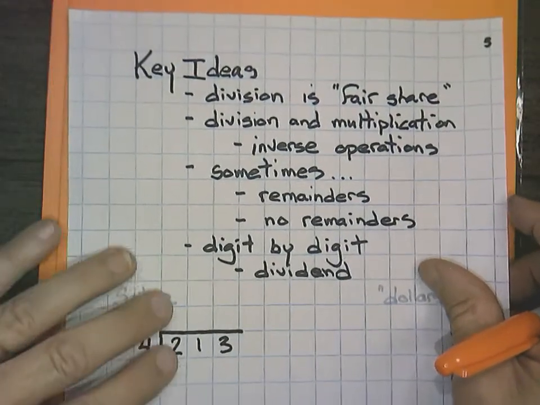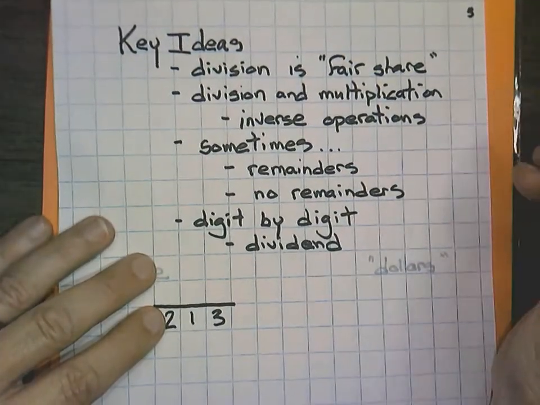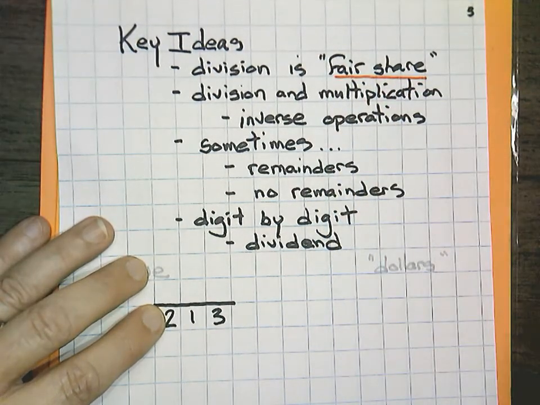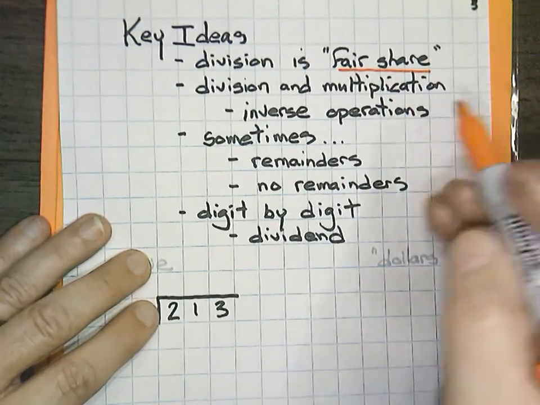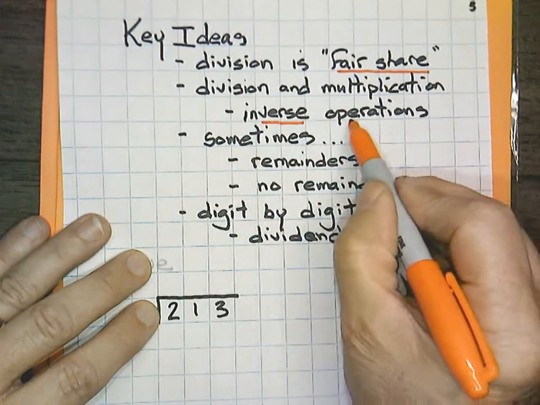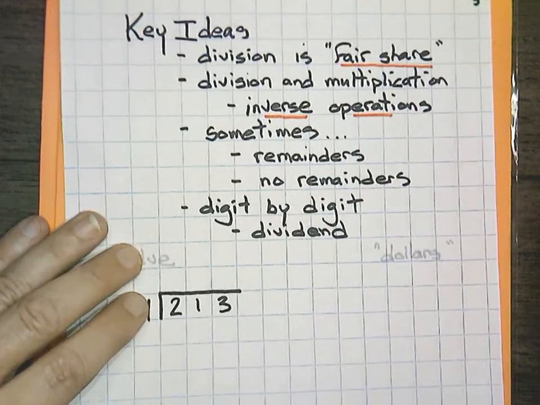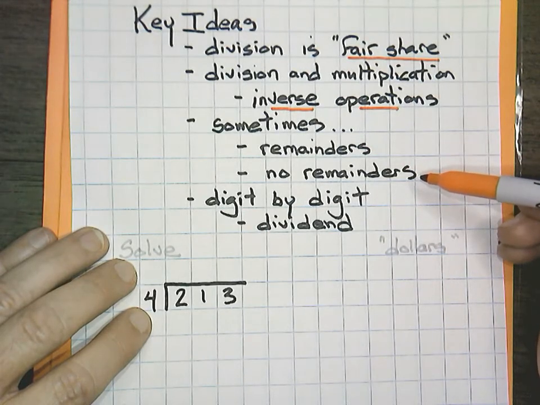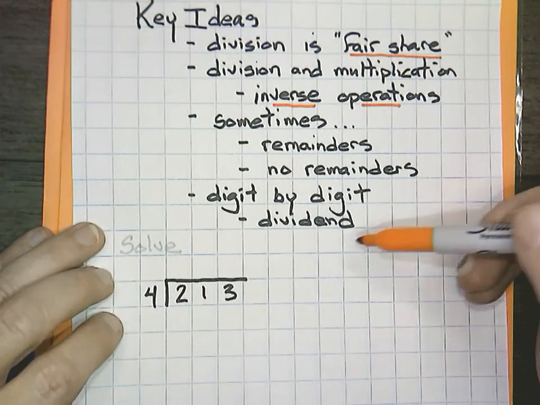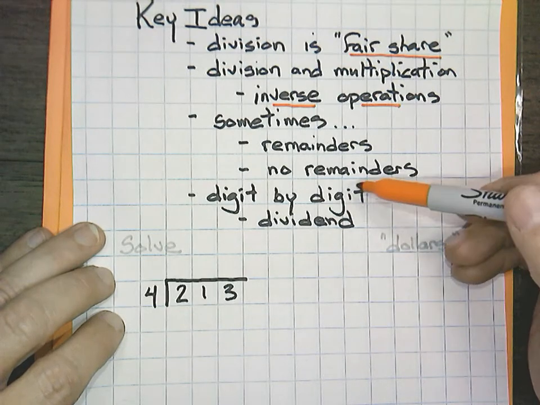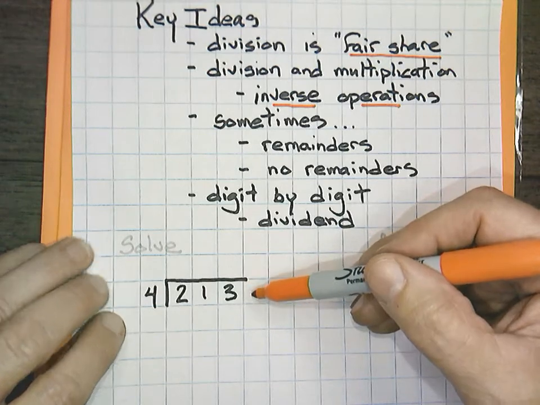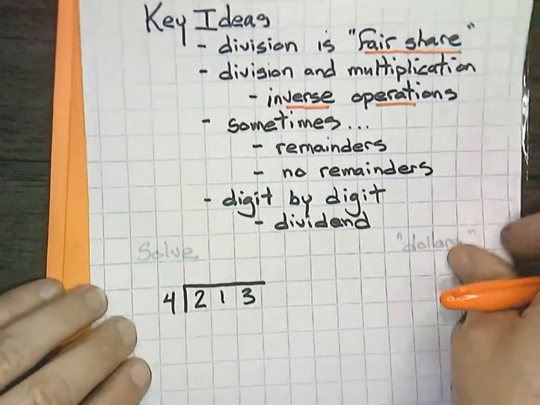Remember that our key ideas are that division is the idea of equal groups or fair share, that division and multiplication are called inverse operations, which means the opposite. Sometimes you have remainders, but sometimes you do not, so keep that in mind. And for solving problems like this, I like to say that it is a digit by digit of our dividend, and I'll show you what I mean in just a second.